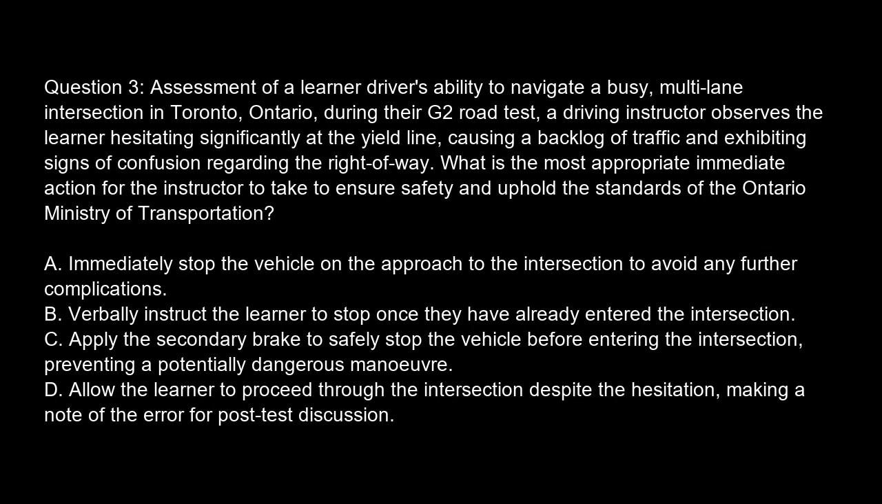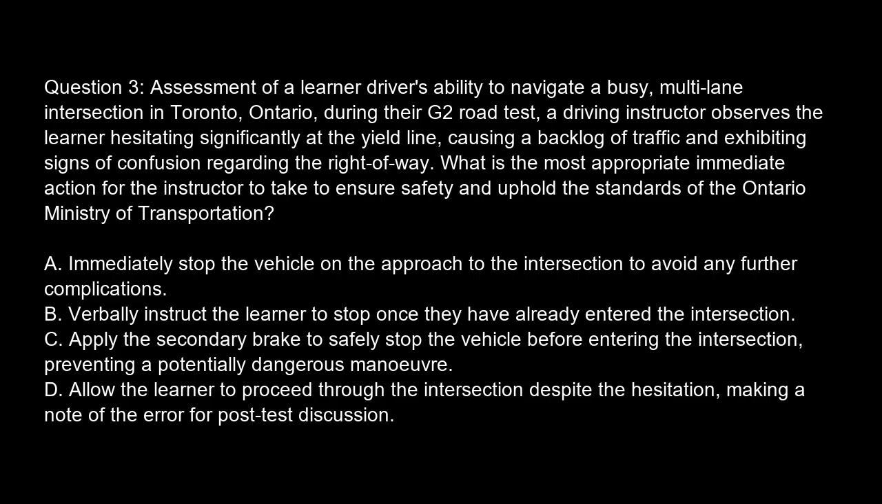Assessment of a learner driver's ability to navigate a busy, multi-lane intersection in Toronto, Ontario. During their G2 road test, a driving instructor observes the learner hesitating significantly at the yield line, causing a backlog of traffic and exhibiting signs of confusion regarding the right-of-way. What is the most appropriate immediate action for the instructor to take to ensure safety and uphold the standards of the Ontario Ministry of Transportation?